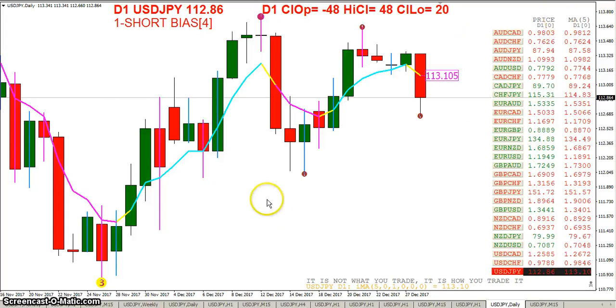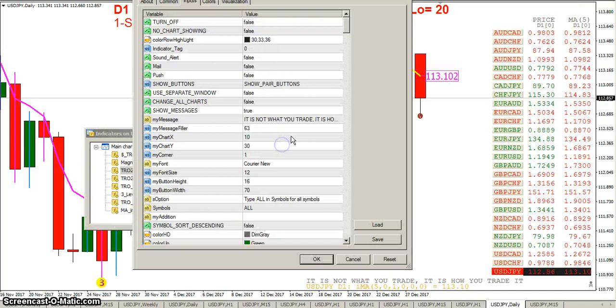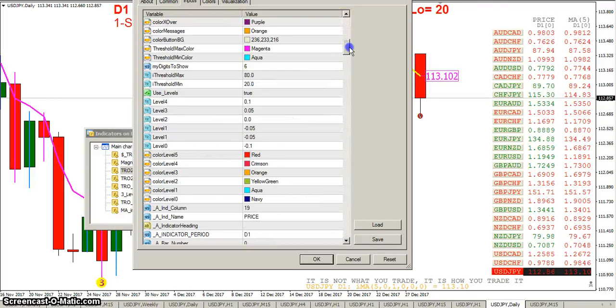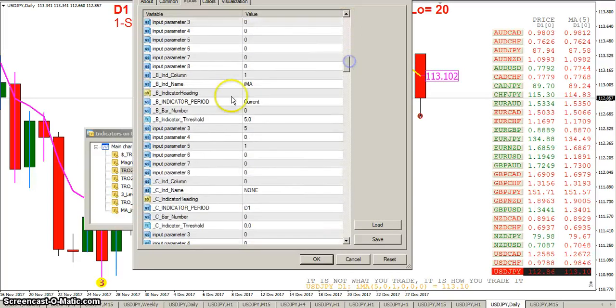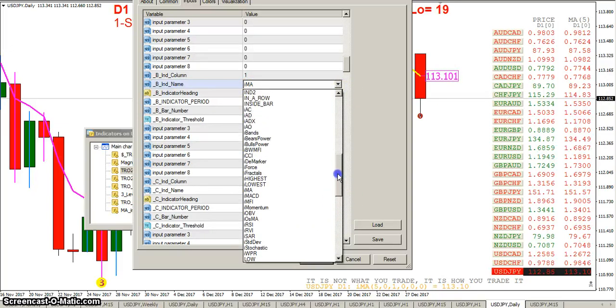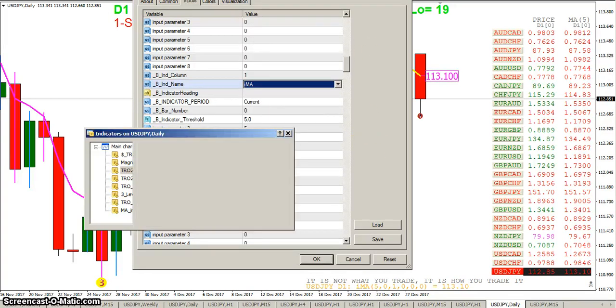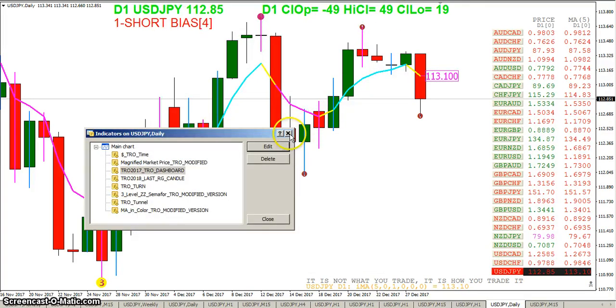I set it up in the dashboard over here. So if you just want to see how to do that in case you like moving averages, right there, you're using the internal moving average. And as you can see, there's lots of squigglies that you can use here, all those internals, if you want to use squiggly lines. But that's how to use it.